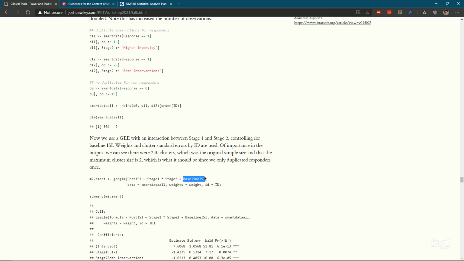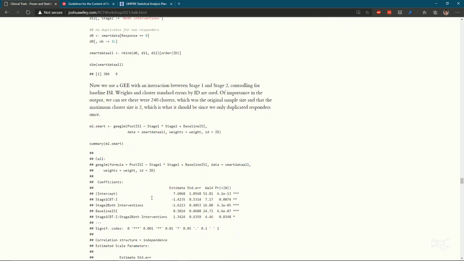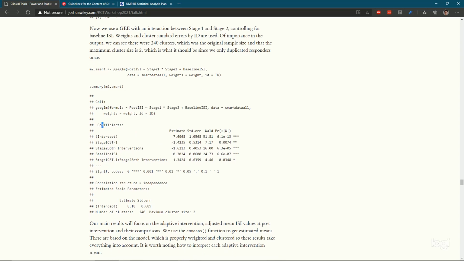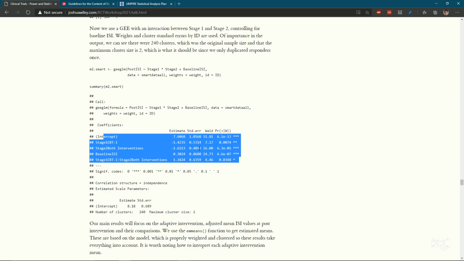We adjust for baseline ISI to covary out that baseline score. We specify our data set. Only special thing here, we need to tell this GEE GLM, generalized estimating equations, generalized linear model, what our weights variable is, weight, and we need to tell it the ID for participants, ID, and that ID is used for clustering. And then I summarize that result, m2.smrt, here. And this looks like a fairly standard regression equation. These coefficients, p-values, etc., would be interpreted as normal.